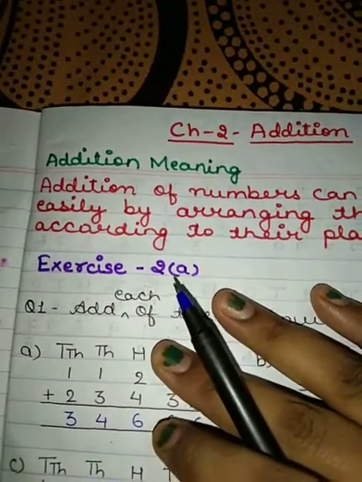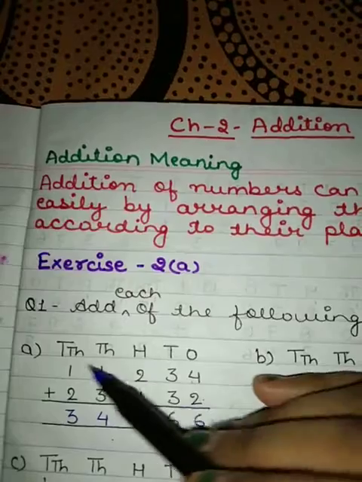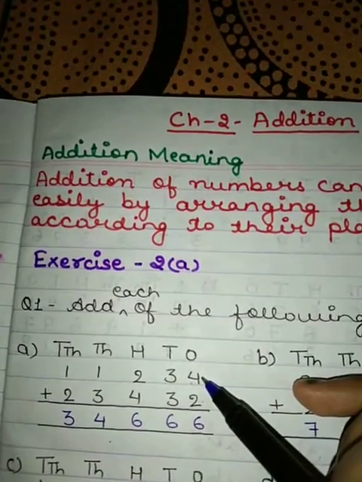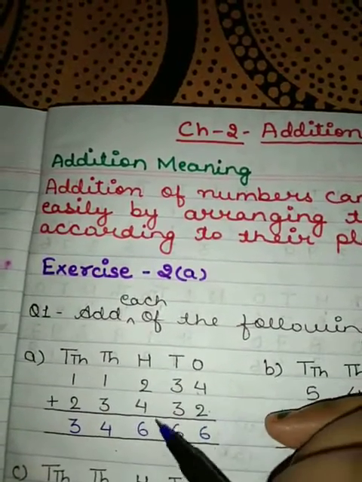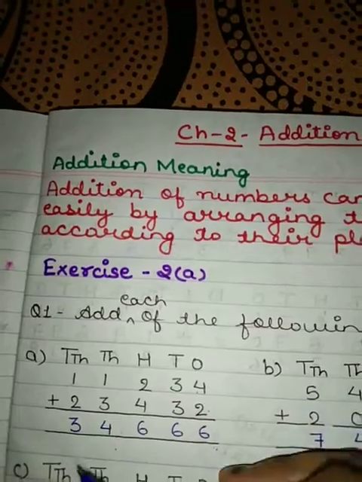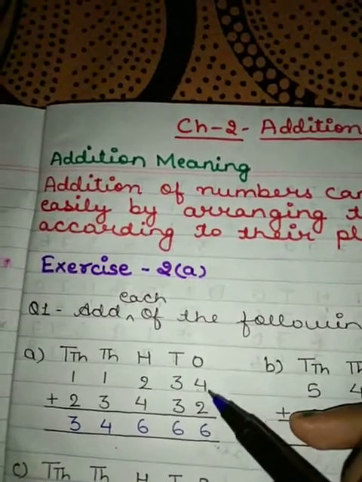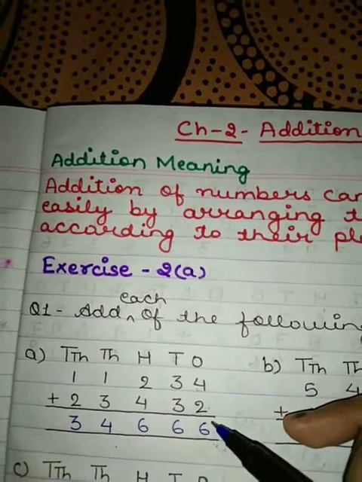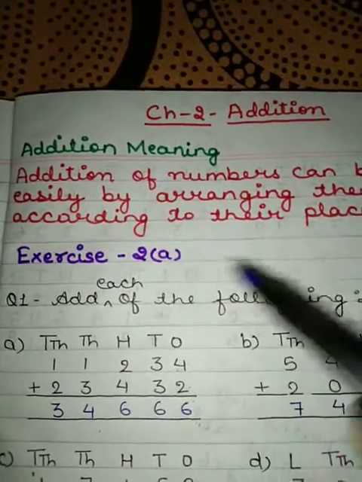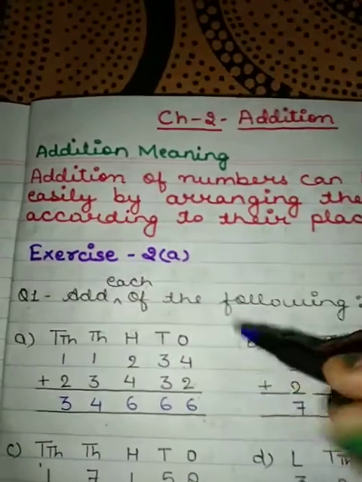हमेशा ऐड करने के पहले उसको उसके प्लेस वैल्यू के अकॉर्डिंग राइट टू लेफ्ट अरेंज करते हैं, देन उसको ऐड करते हैं. वी डोंट स्टार्ट फ्रॉम लेफ्ट साइड, वी ऑलवेज स्टार्ट फ्रॉम द वंस साइड. सो क्लियर है एडिशन का मतलब.